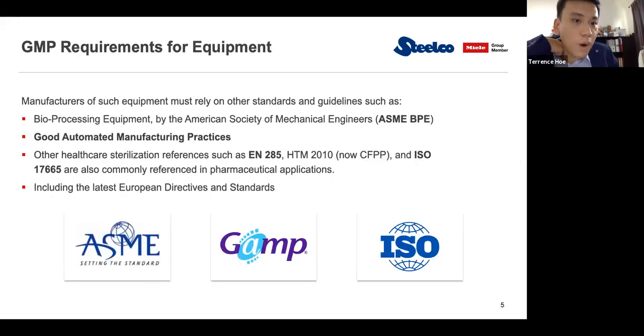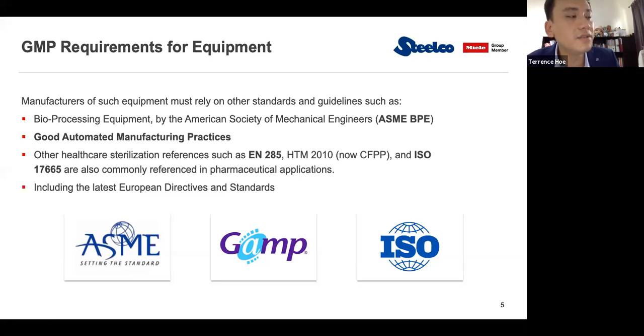So GMP requirement for equipment: the manufacturer of this equipment, like us, must rely on other standards and guidelines beside the CGMP and GMP guideline. We have to follow, for example, bioprocessing equipment by the American Society of Mechanical Engineers, ASME. This is the guideline for engineers. We also have to do the software automation part or even the machine automation part. We have to follow good automated manufacturing practice, which we call GAMP. And also some other healthcare and hospitalization references. We'll follow some of those guidelines.